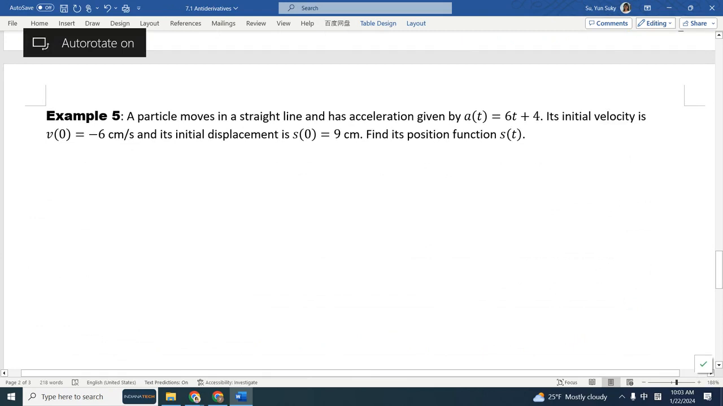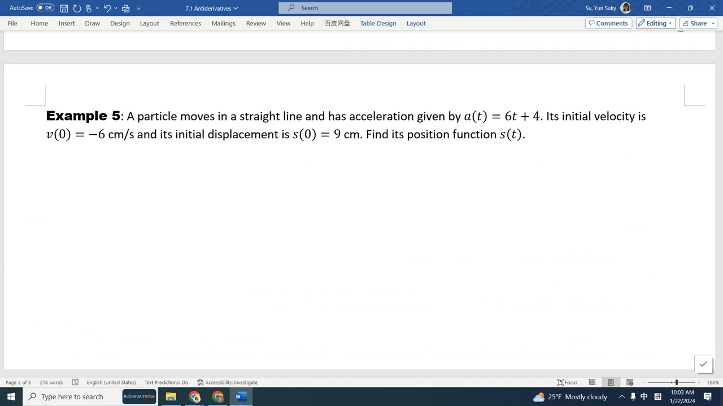A particle moves in a straight line and has the acceleration given by a of t is 6t plus 4. And we know the initial velocity is negative 6 centimeters per second. And its initial displacement s of 0 is 9 centimeters. Find the position function s of t.